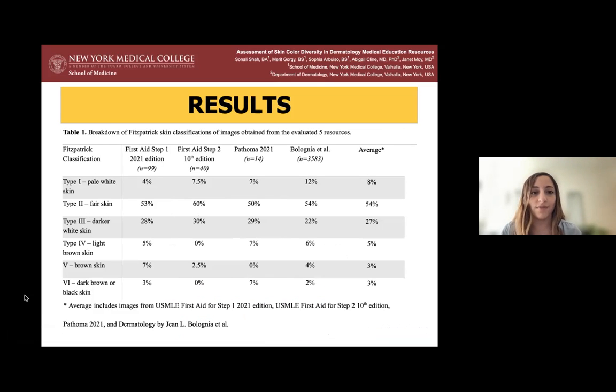This is the table of our findings, and you can see the resources that we used, including First Aid Step 1, First Aid Step 2, Pathoma, and Bologna. The last column represents the average of all the Fitzpatrick classifications. As you can see, the most represented skin types were types 2 and 3, and the least represented were types 5 and 6.